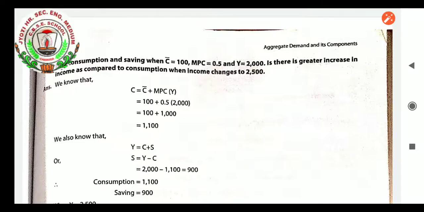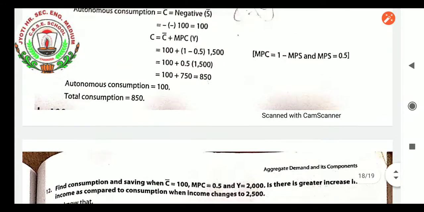We know that C equals C bar plus MPC Y. C bar equals 100, so 100 plus 0.5 into 2000. Why? How do we get this? Don't just see the solution; first focus on what is given in the question. Find consumption and saving when C bar equals 100, that means autonomous consumption is 100. MPC is 0.5, Y equals 2000.